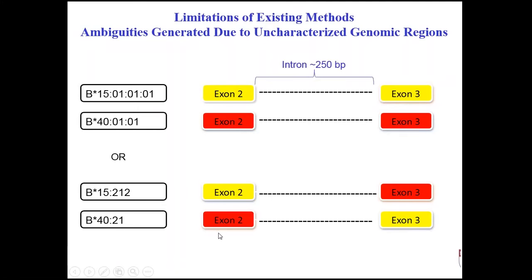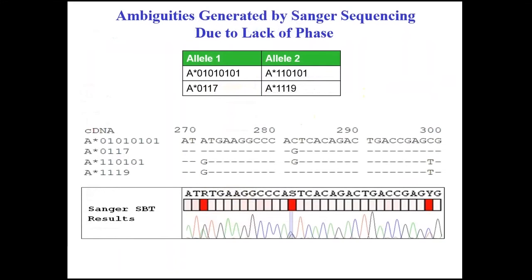Therefore, there is a necessity to bridge the polymorphisms between exon 2 and exon 3 and see whether from the yellow you go to a yellow or from a yellow you go to a red. And indeed, because there are polymorphisms in the intronic sequences, if you characterize the intronic sequences, you can walk from exon 2 to exon 3, and by doing so, set phase.